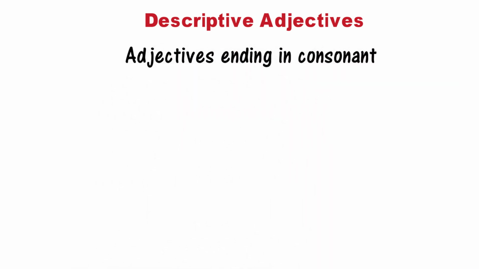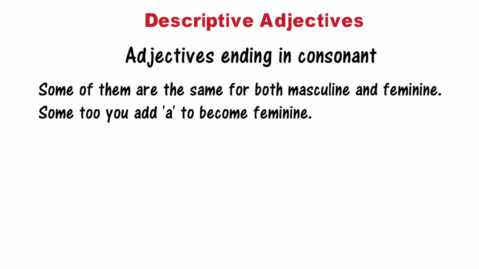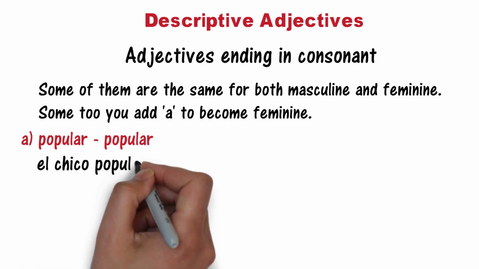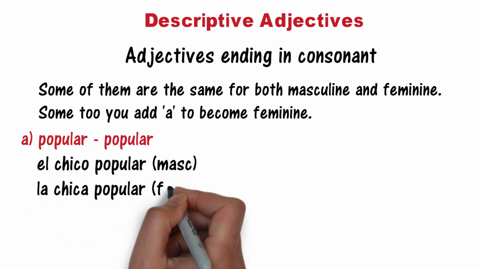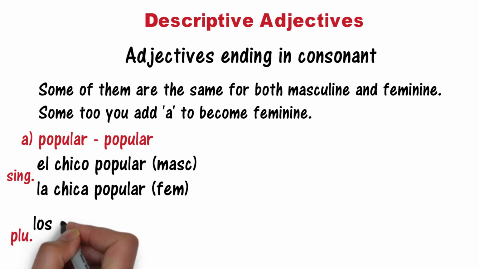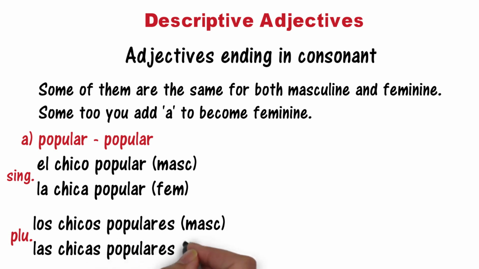Then again, we have adjectives that end with a consonant. With those adjectives, some are the same for both genders, and then we also have some that you only add a to become feminine. Let's begin with the ones that are the same. We have popular, el chico popular, and la chica popular. Both of them are the same. You don't change them, but you add es in the plural form. So we have los chicos populares and las chicas populares.